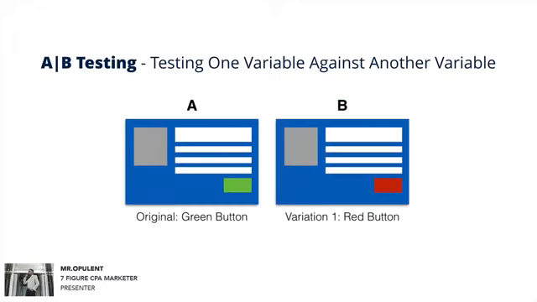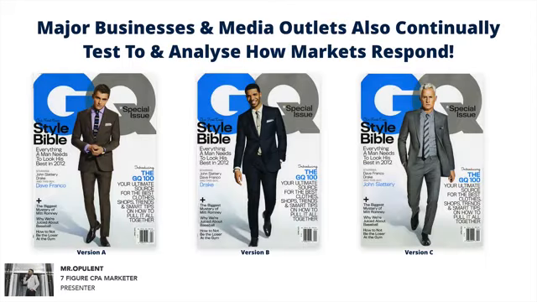Now, A/B testing, for anyone that's new, is testing one variable against another variable. So for example, we might be testing one web page with a green button, and then we might test that same web page with a red button. Okay, so we're changing one variable against another variable, okay?